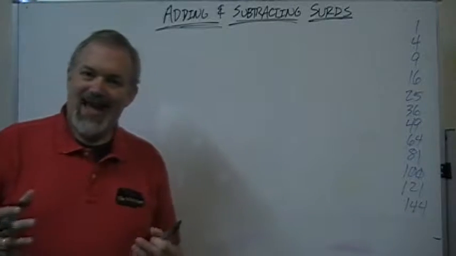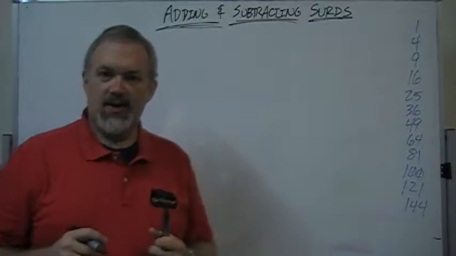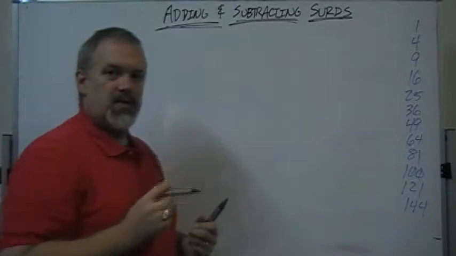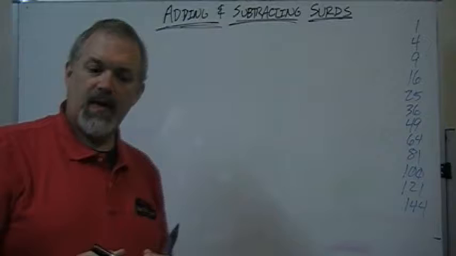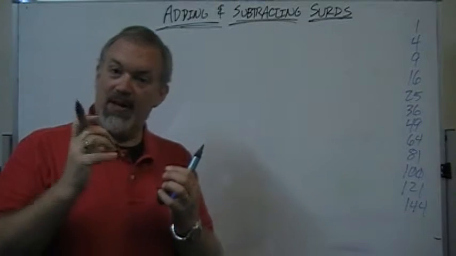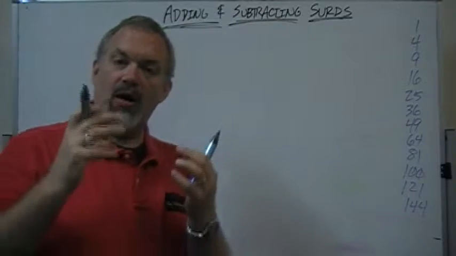All right, our topic today is adding and subtracting surds. So we've talked about surds. Surds are those things that sit under a square root symbol or under a radical, okay? And we can combine these. But the only things that we can combine are like surds.